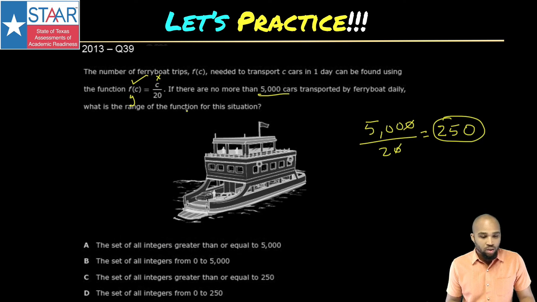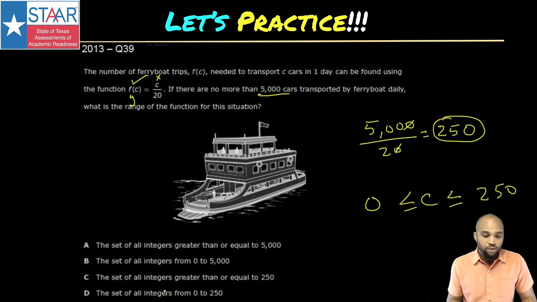So the set of all numbers, let's say, what is the range? So the smallest, there are no more than 5,000, so you can have 0 here, right? From 0 to 250. Put a C, since they want to do C instead of X. So if we had C, it can be from 0 to 250. So C is going to be greater than or equal to 0 and less than or equal to 250. The set of all integers from 0 to 250. There we go. And remember, integers are your 1, 2, 3. We're not doing all real numbers.